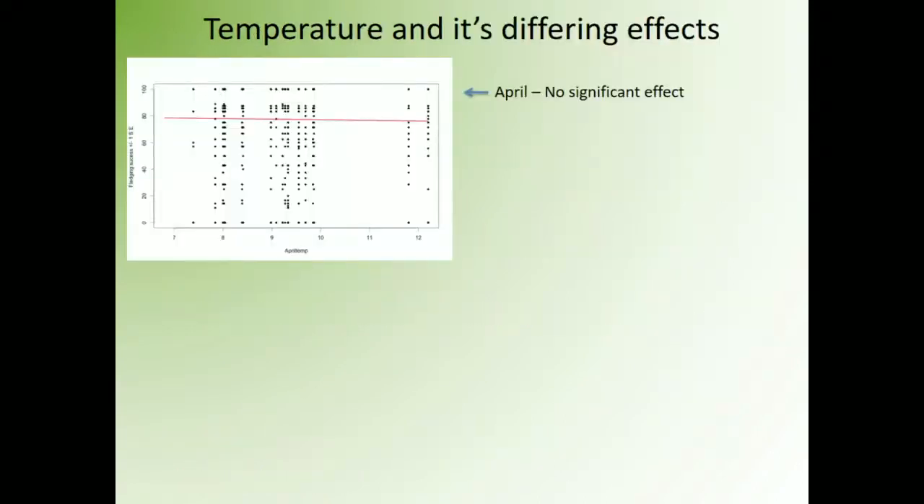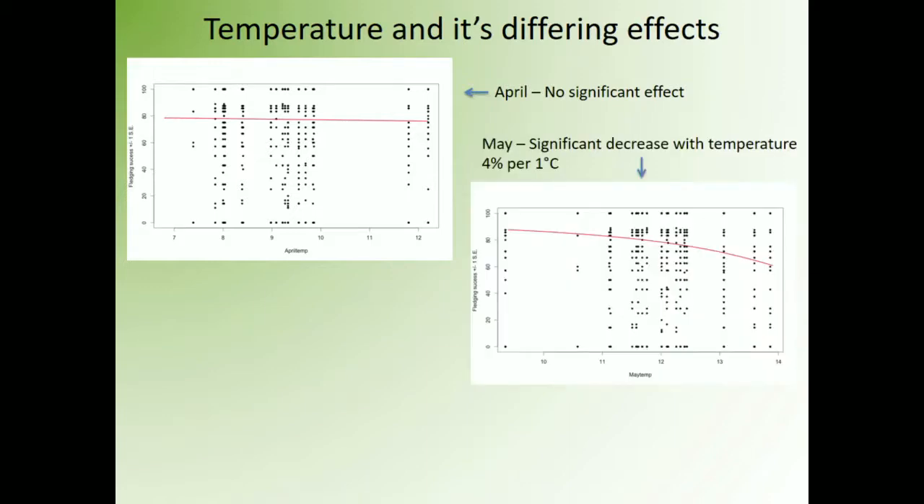And one of the metrics we've looked at climate-wise is temperature, although rainfall and other variables have been looked at as well. So there's no significant effect in April, but there is a very significant difference in May. So with an increase in temperature, you decrease the productivity by about 4% per degree increase.